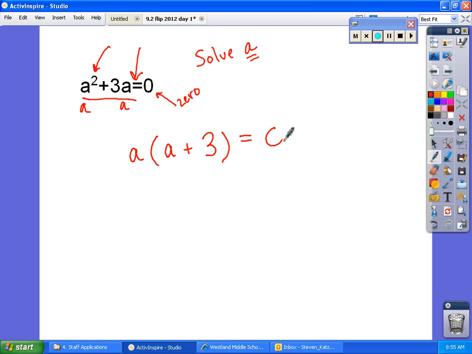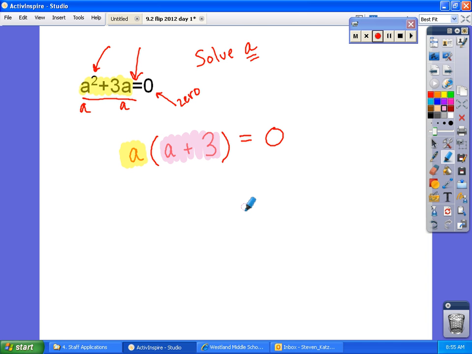Again, which equals 0. Well, look what you have now. You have turned this problem, this expression right here, into a multiplication problem. A times whatever you get when you do a plus 3.